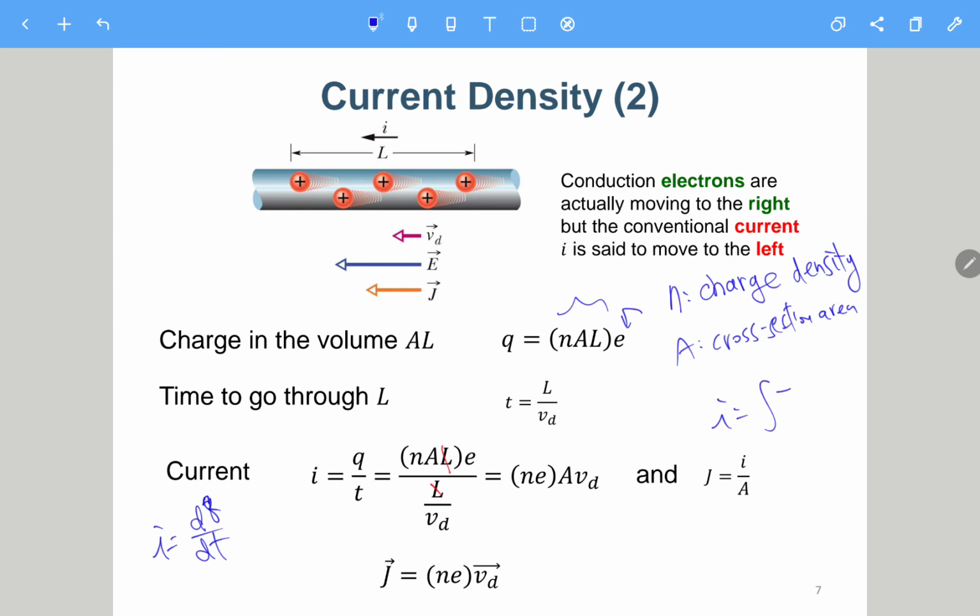And also I equals the integration of J times dA. So if J is uniform, then it is nothing but JA. And also this cross section area is perpendicular to the current density. So we have this integration to be J times A. So we have J equals I over A like this. So we just divide A on both sides. So this is J here. And then A and A can be canceled. So we have N E Vd on the right side. So this is an expression.